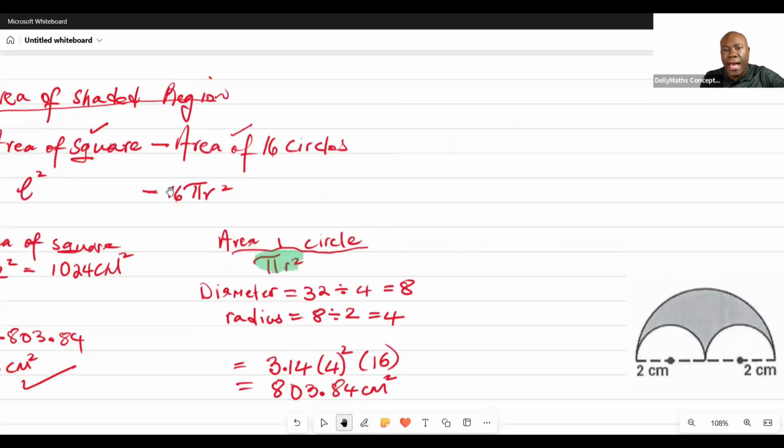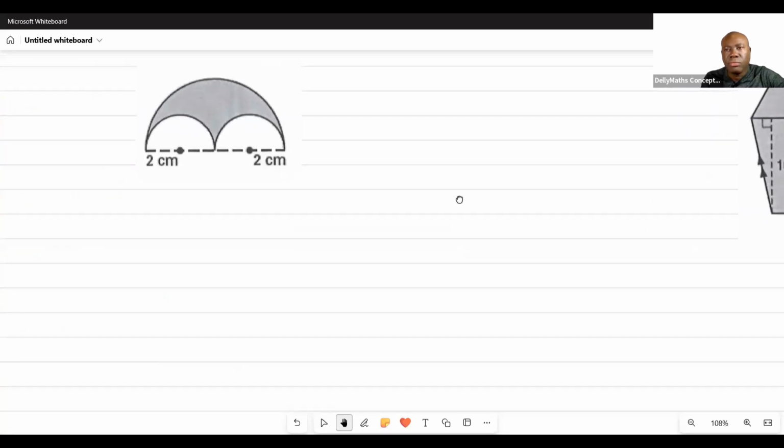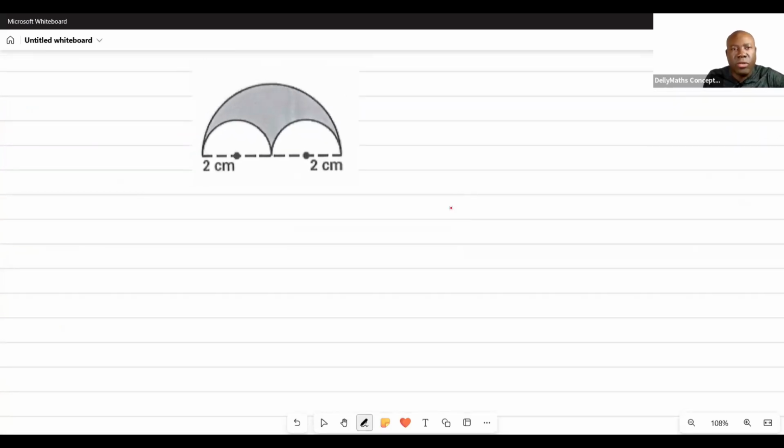Now let us take a look at the second question right here. In the second question, we still want to find this shaded region. Based on what we got here, we did get some radius. This is suggesting that this is what we have for 2, and it's a circle, so that's the radius, which means that we're going to have 2 here. And then this is the same.